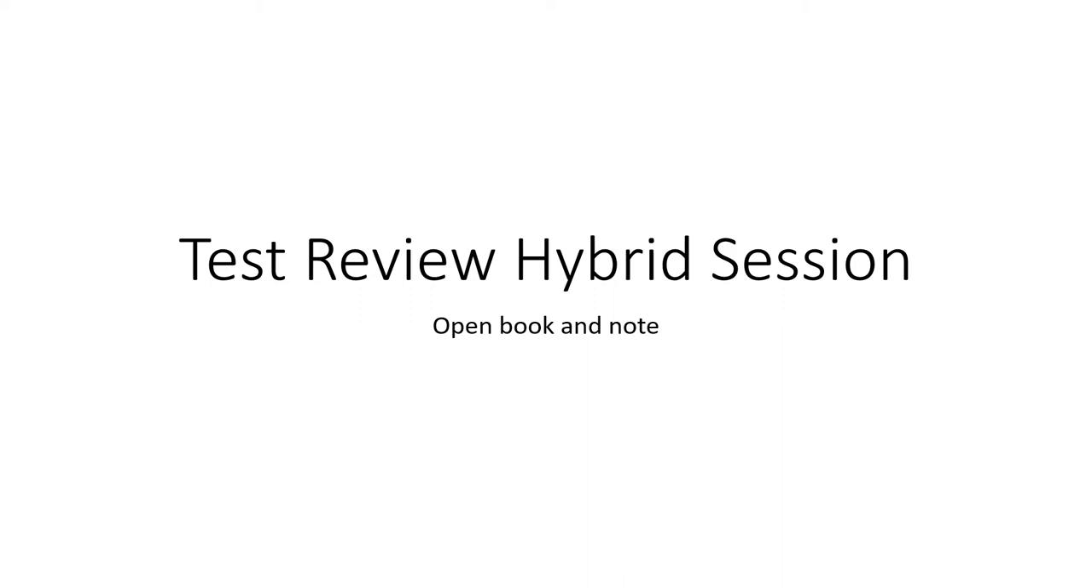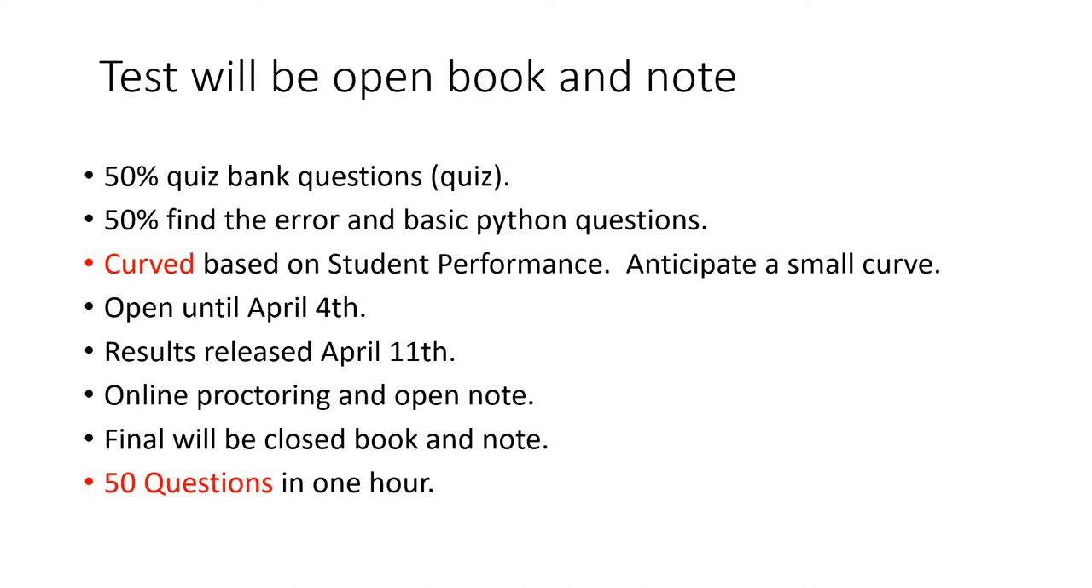The test will be open book, open note, 50% from the QBank quizzes, and then 50% find the error in basic Python questions. It'll be curved based on student performance, but only anticipate a small curve. Remember, there are lots of bonus points in this class, so that's one way to improve your grade, is to do the bonus units at the end.